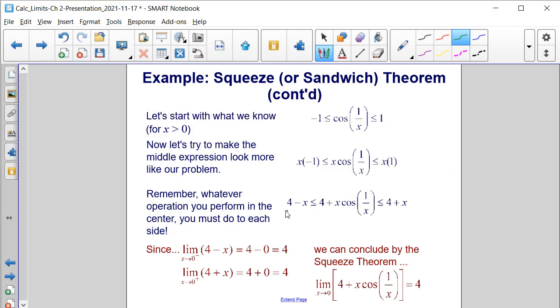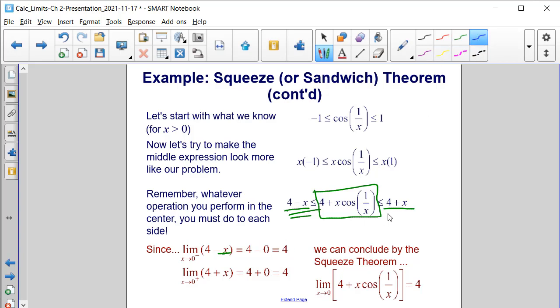And now what we have is two sides of our function. So if we're taking the limit of 4 plus x times the cosine of 1 over x from the left, as x is approaching 0 from the left, we can substitute the x value of 0 directly in for x from this left side of our compound inequality. And when we substitute 0 in there, we get 4 minus 0, which is equal to 4.